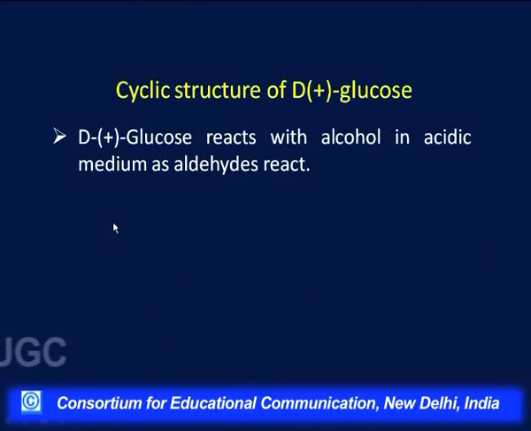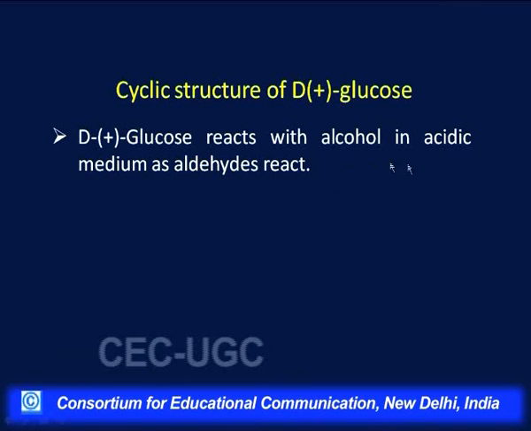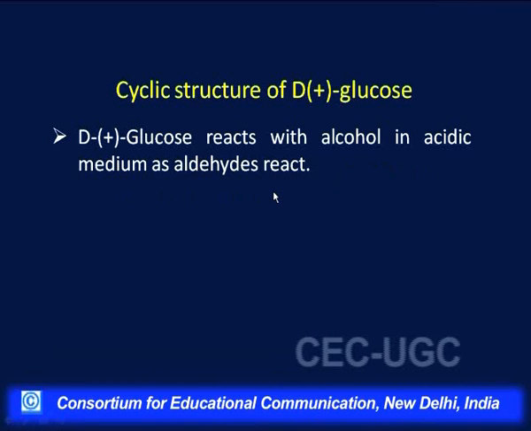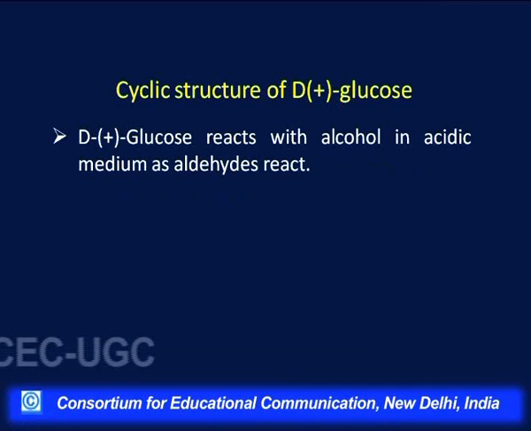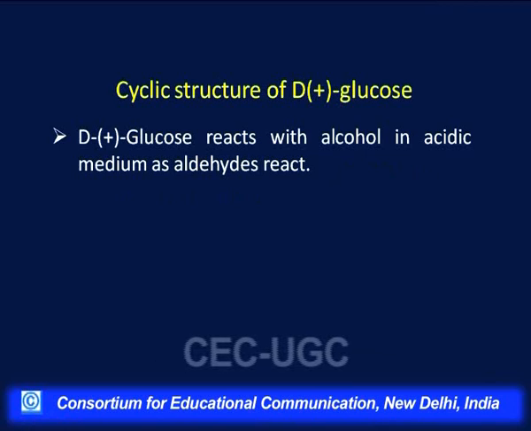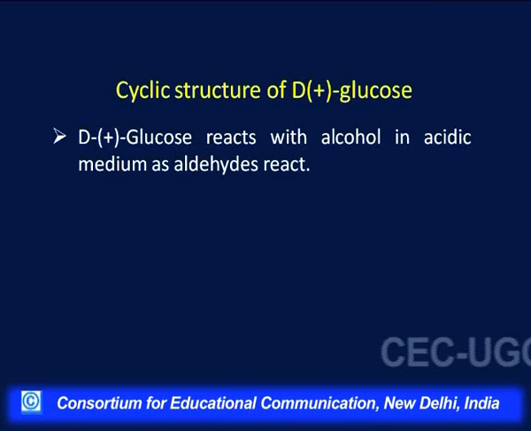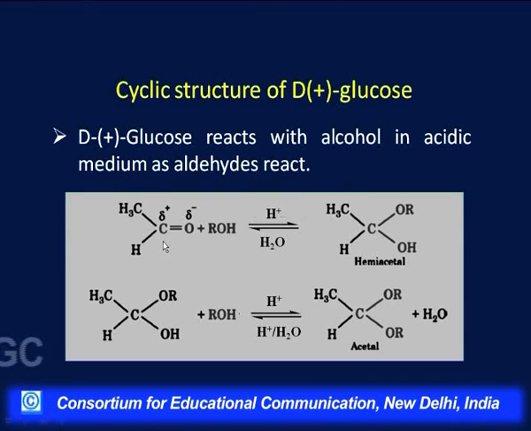Now, one more property was observed. D plus glucose reacts with alcohol in acidic medium as aldehydes react. Now, you know that aldehydes react with alcohols in presence of a small amount of acid as catalyst to give the compounds which are called hemiacetals. One molecule of alcohol reacts, it adds on to this carbonyl double bond, H goes to oxygen and then OR part goes to oxygen, and we get this type of structure where one ether linkage is there and one hydroxyl group is there. We call these compounds hemiacetals.